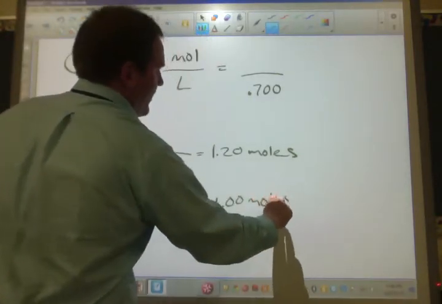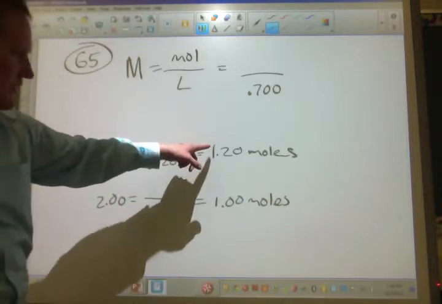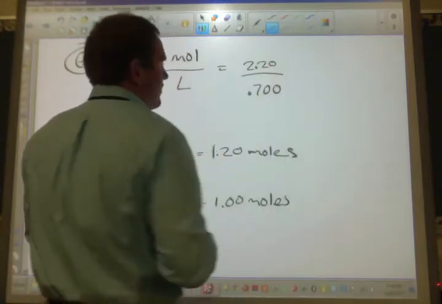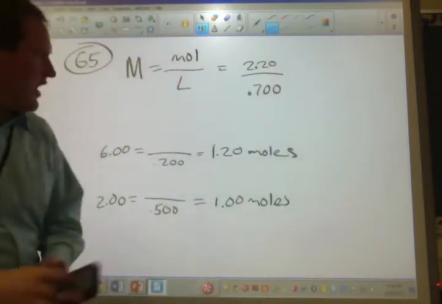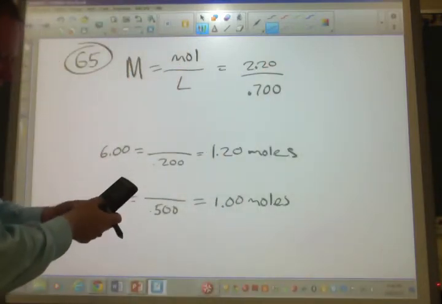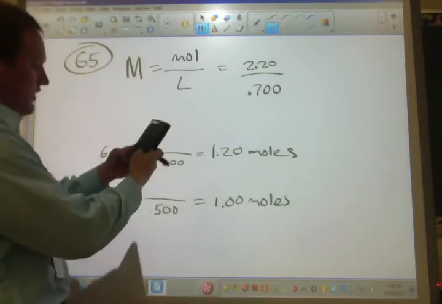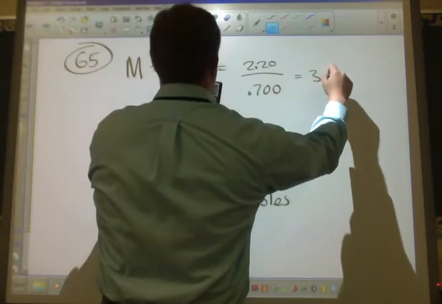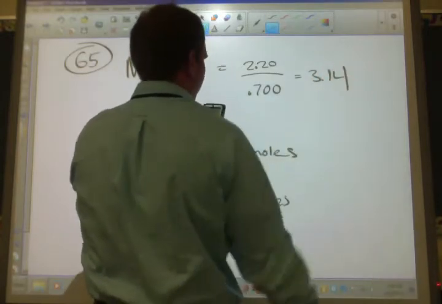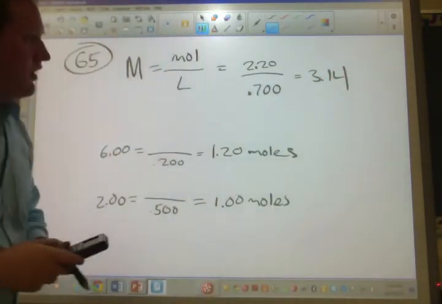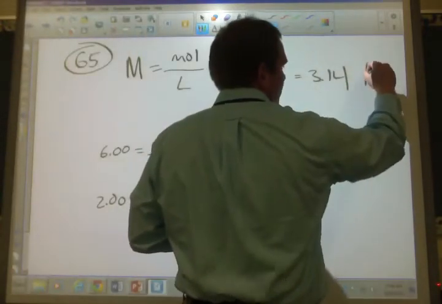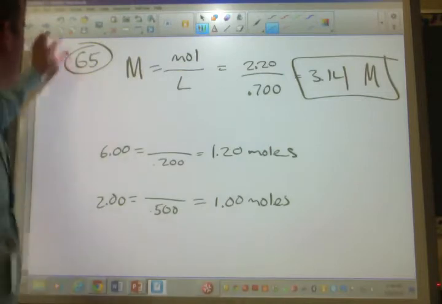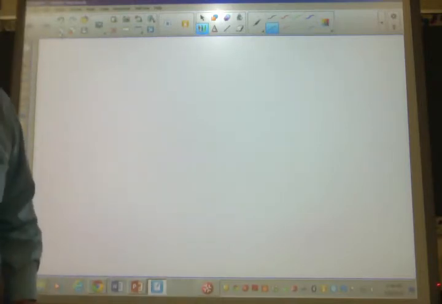So basically, if you had the two beakers, the first one had this much, second one had this much, add them together, 2.20. Work it out, see what we get. 2.20 moles divided by 0.700 equals 3.14. The unit is technically moles per liter, but you could also just put molar like that. 66.